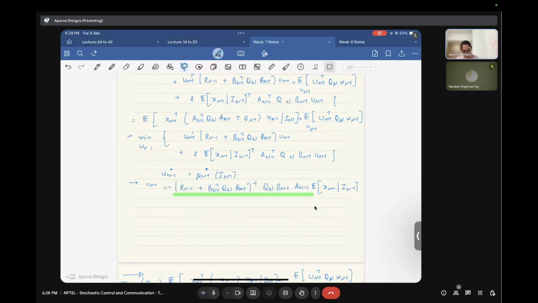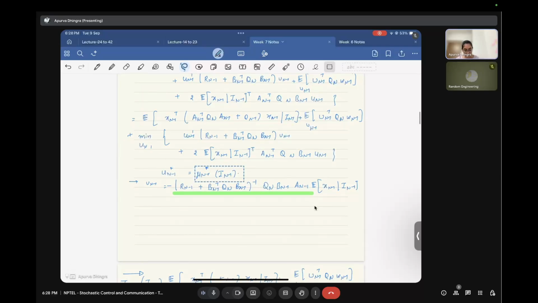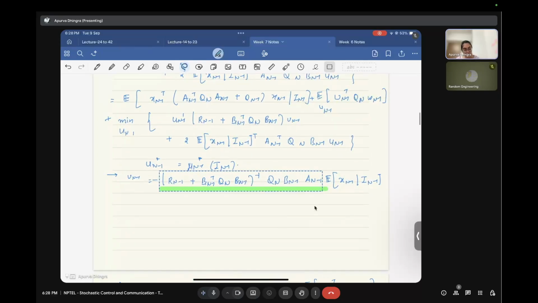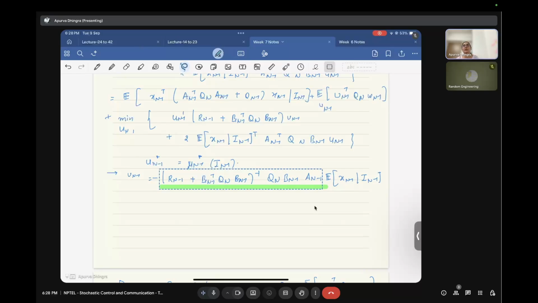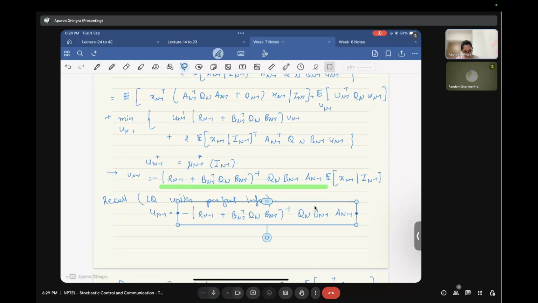Right, when we do that, we would get u_n star to be something that will depend on the information structure up till that point. So it will depend on I_{n-1}. And what that actual quantity is, is this guy. And if you notice carefully, this is what we had gotten in the case without any imperfect information also. This was L_{n-1}. In the LQ with perfect information, it was the exact same first component.